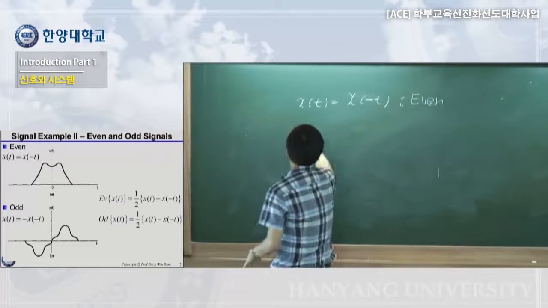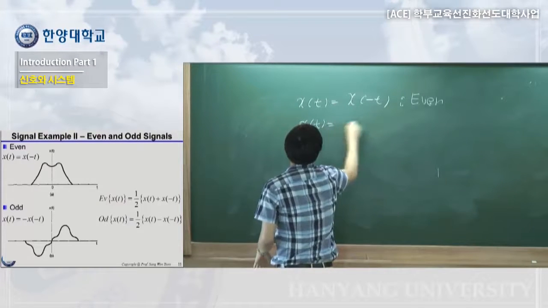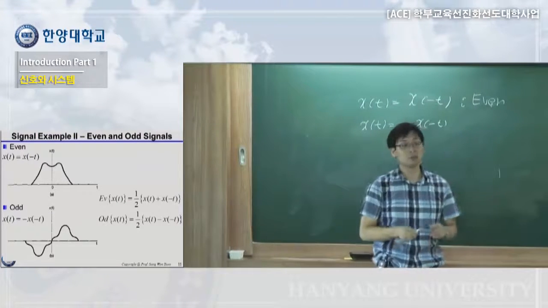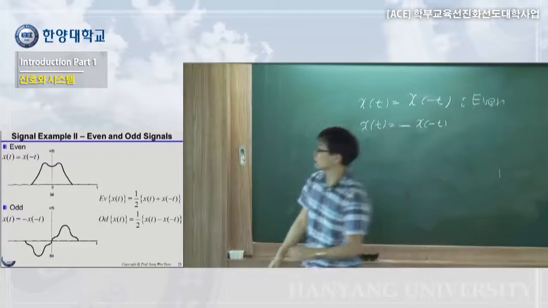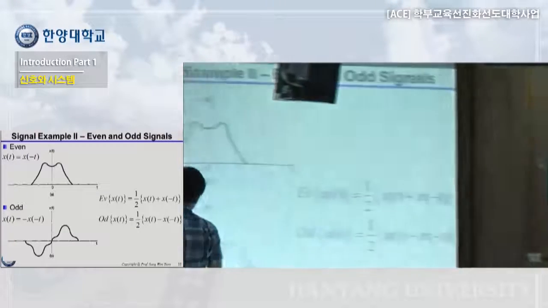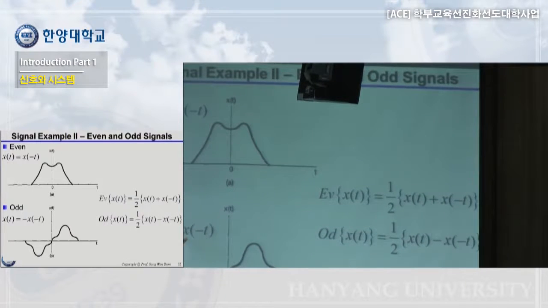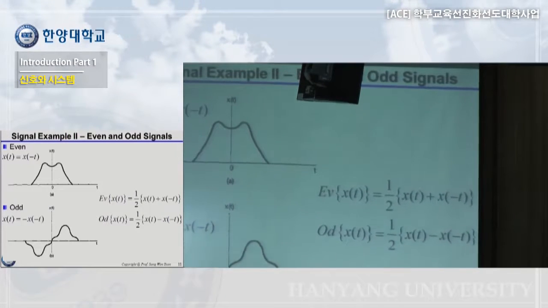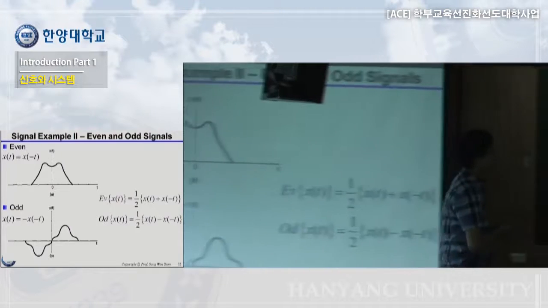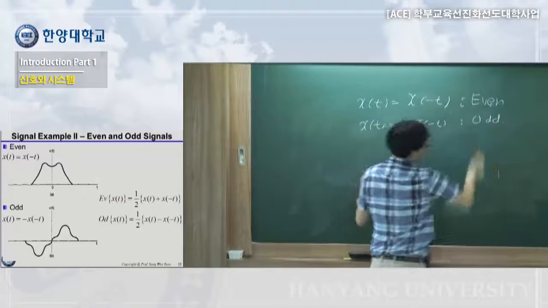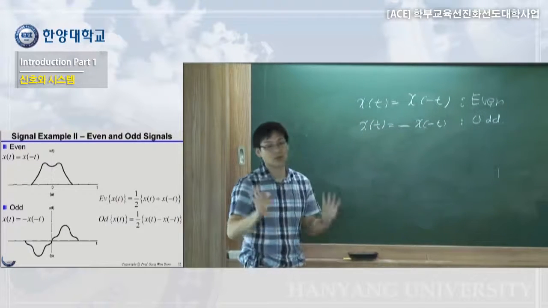Odd, we define similarly, but we have a minus here. So what does this one look like? There is a signal, but it is not really symmetric about the y-axis. It is symmetric but also reversed about the x-axis. So this is what we call odd. Okay, so that's the definition.